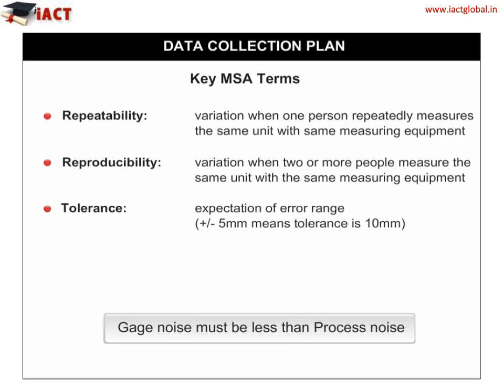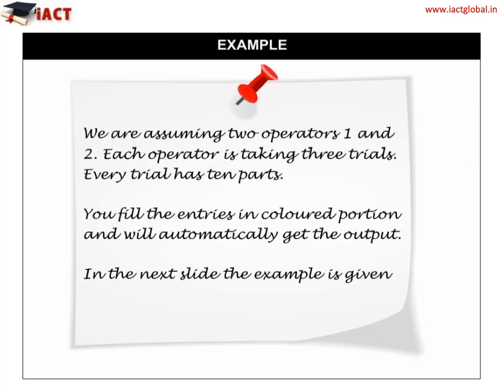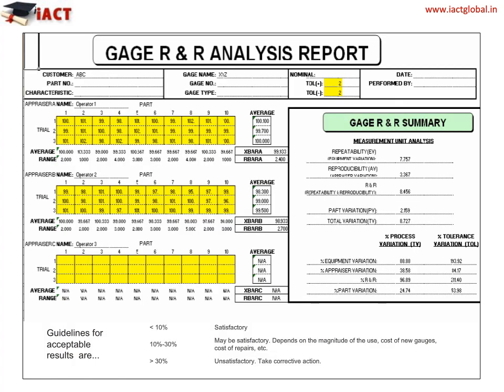Variable data can be defined as quantitative data. It is classed in two categories, discrete and continuous. Example: we are assuming operators 1 and 2. Each operator is taking trials. Every trial has 10 parts. Fill the entries in the colored portion and you will automatically get the output. In the next slide, the example is given.